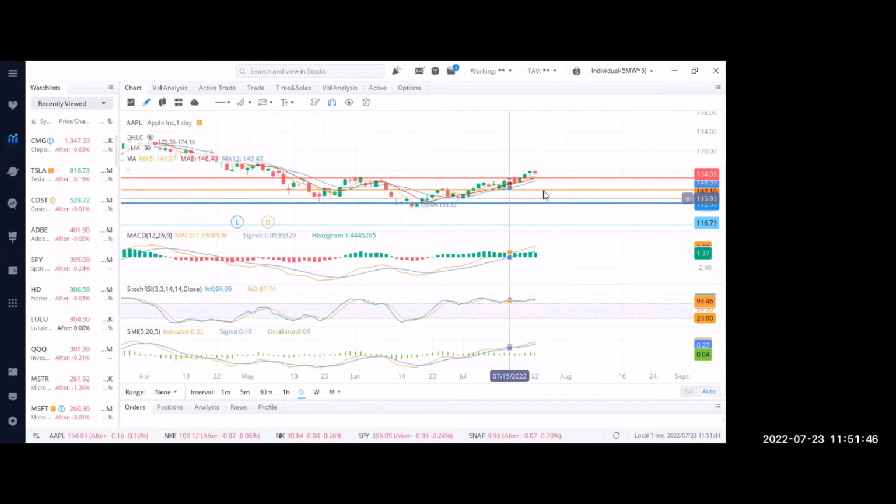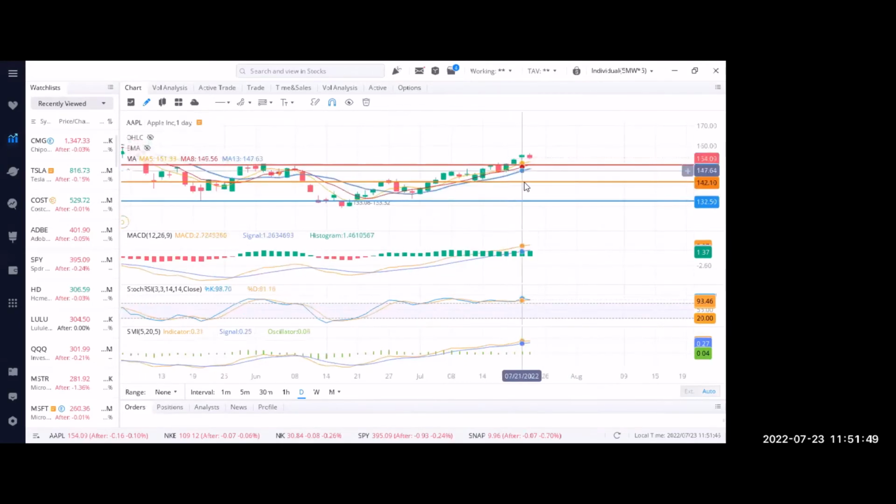Now, we also give ourselves some internal lines inside of this. So we've got our top, our bottom, our 50-50.